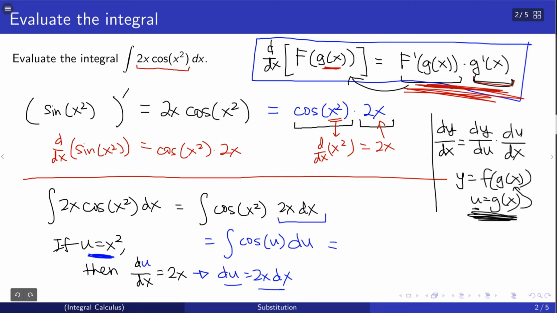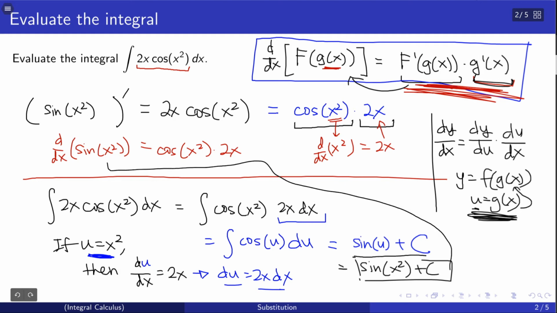And now this is nice. Well, why is it nice? Because it's now part of that huge table of integrals that you saw last time, or that's in your textbook. Cosine of u, its antiderivative, you're taking it with respect to u, it's just sine of u plus c. And now expressing everything back in terms of x again, we can write this as sine of x squared plus c. And that's again exactly what we came up with up here.